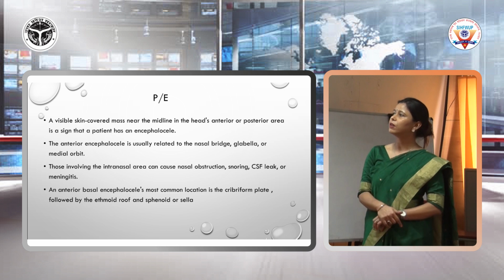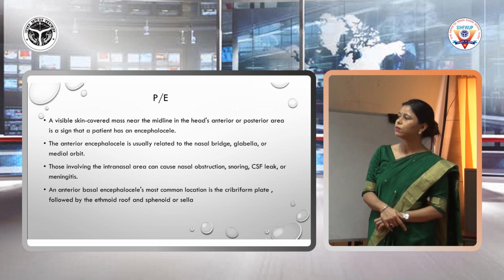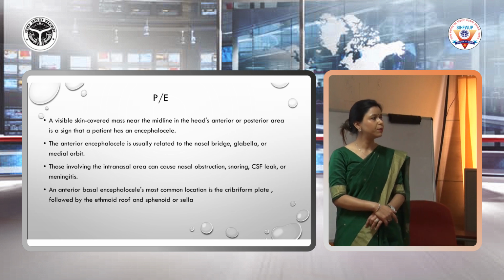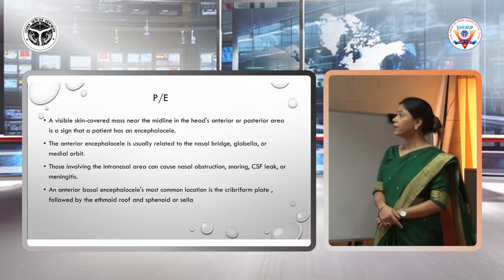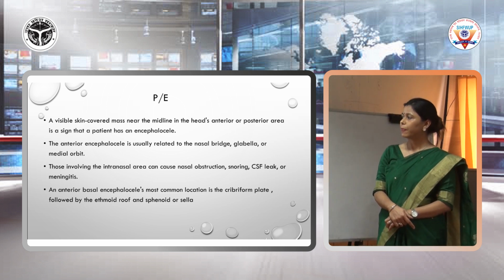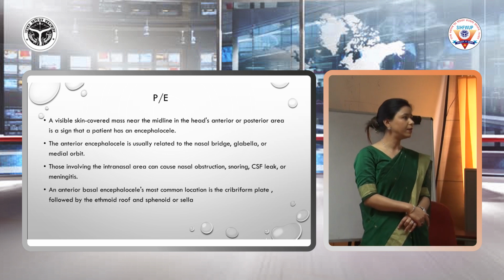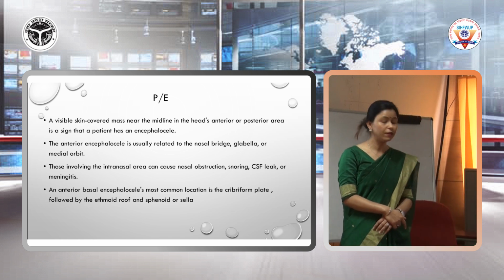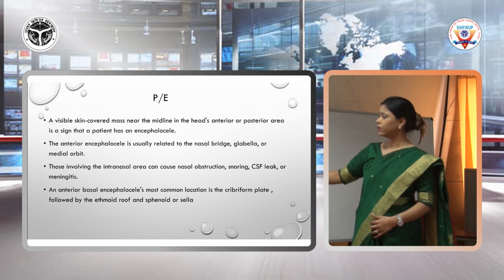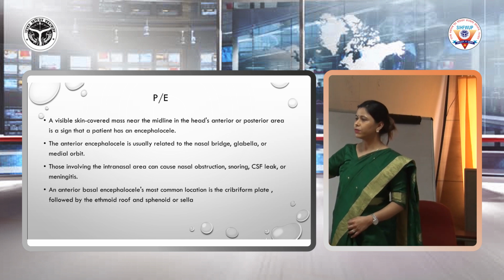And it is a skin covered mass. So those involving the intranasal area can cause nasal symptoms like obstruction, snoring, CSF leak or meningitis. And the most common site of encephalocele is the cribriform plate, followed by the ethmoid roof and sphenoid or sella.